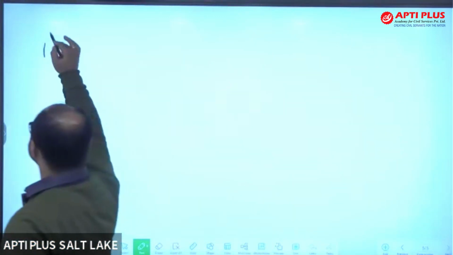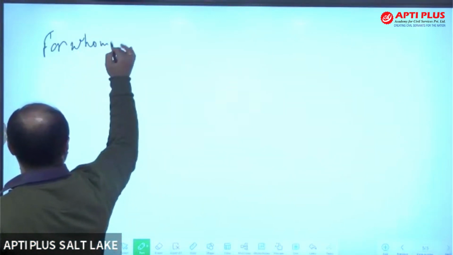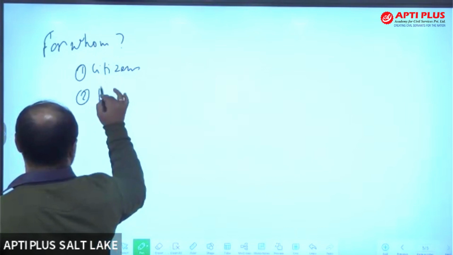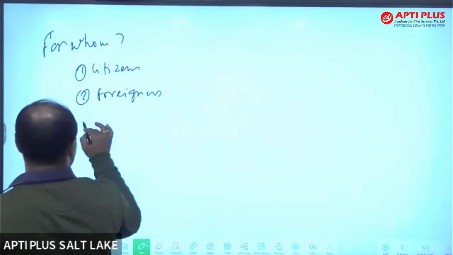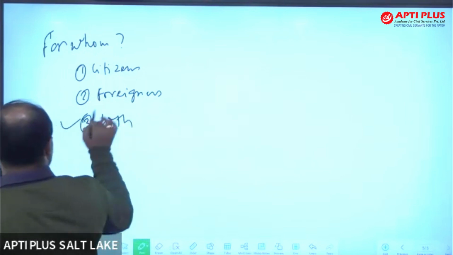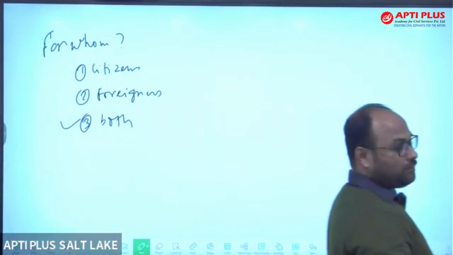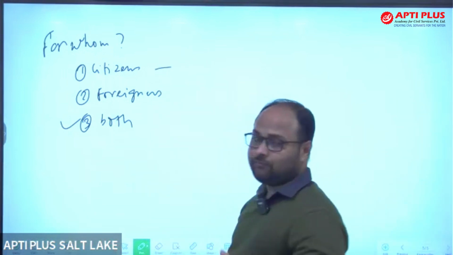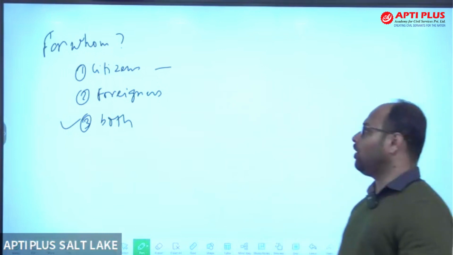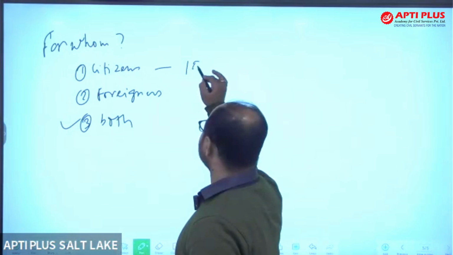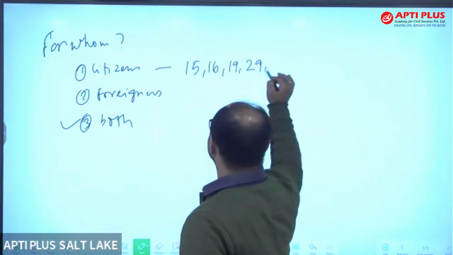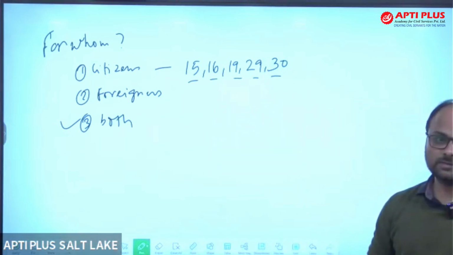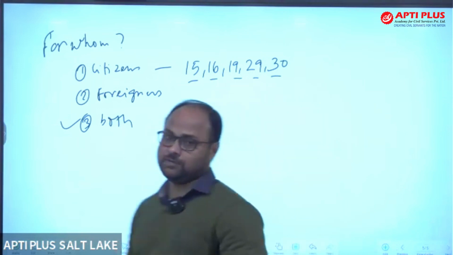Fundamental rights are for whom? Is it only for the citizens or the foreigners or both? The answer is both. Fundamental rights are not only for the citizens, they are also for the foreigners. But you have to remember one thing: there are 5 fundamental rights which are specifically enjoyed only by the citizens, like Article 15, 16, 19, 29, and 30. Here, the foreigners cannot seek enjoyment of these fundamental rights.